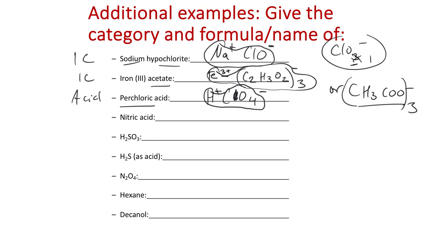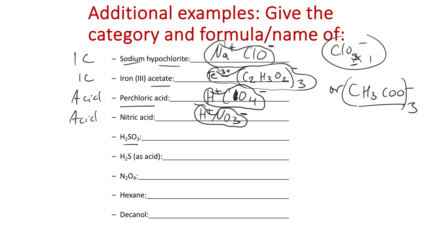Nitric acid, also an acid obviously, but based off of nitrate because of the -ic acid. So NO3 minus is nitrate. -ates go to -ic acid when they're neutralized with H plus. And again, 1 plus, 1 minus neutralizes out as HNO3.